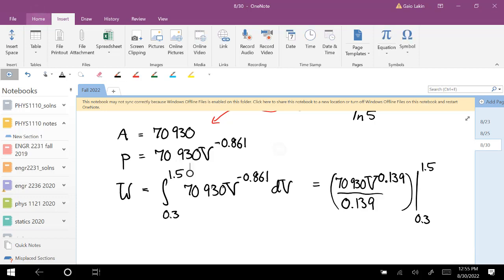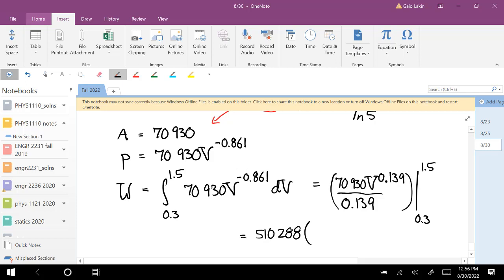I have 1.0579 about. Okay. Oh, and can you do 70,930 divided by 0.139? Yep. Yeah, so 70,930 divided by 0.139 is 510,288 about. Okay, so we got that.